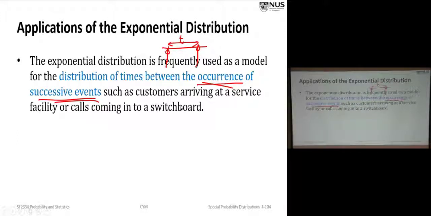So basically, the time between two successful occurrences means that I look from this occurrence and see how long it takes for the next occurrence. You can use the exponential distribution to model it.